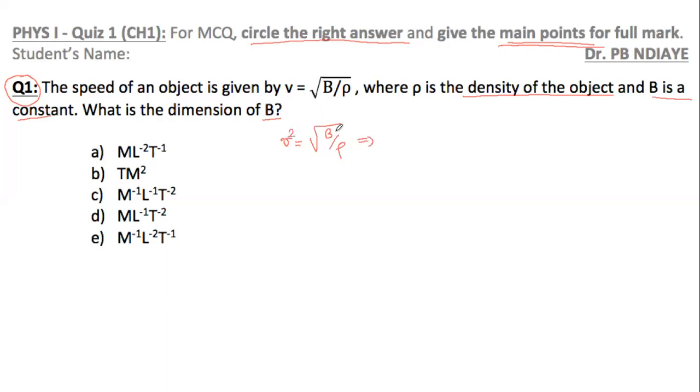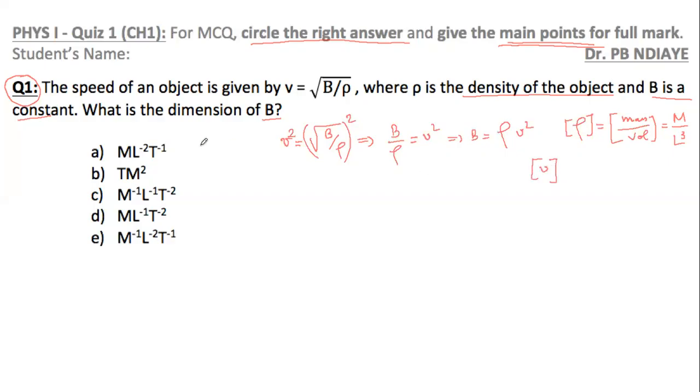If we say V squared has to be equal to this squared, meaning B divided by rho is, of course, V squared. B is just rho times the speed squared. Now you remember what the dimension of rho is. Dimension of rho, which is the density, is the dimension of a mass divided by the dimension of a volume. This is m divided by L cubed.